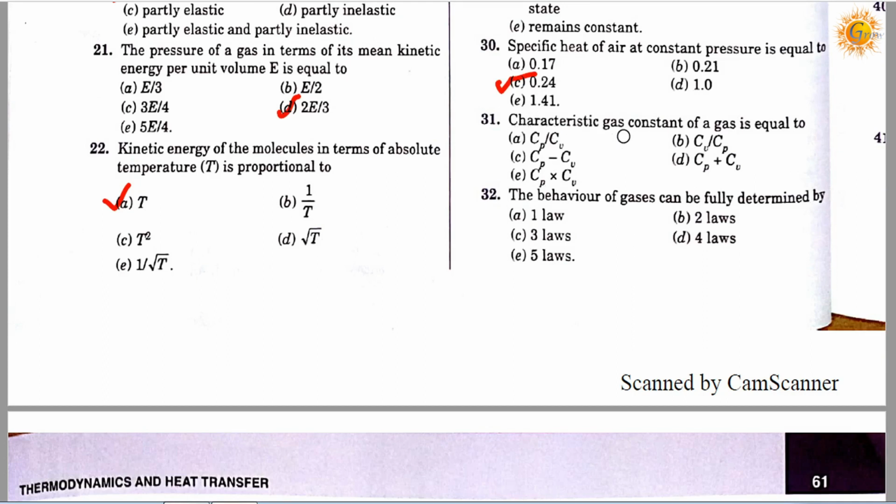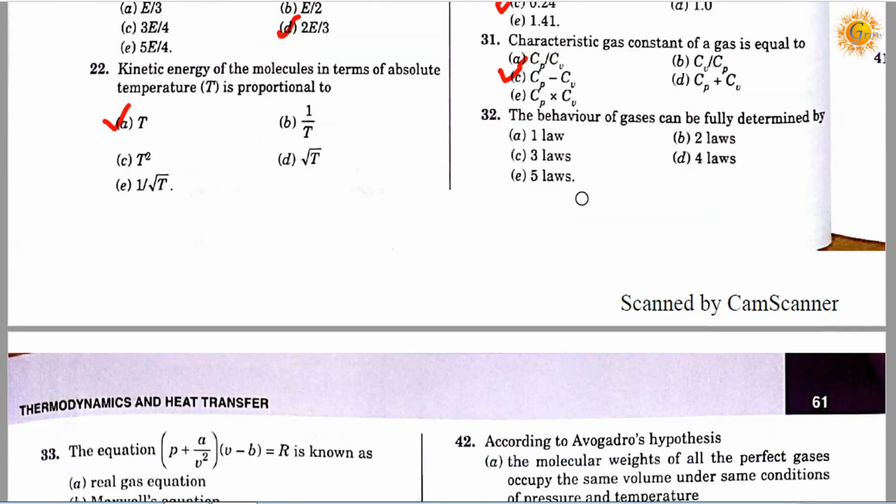Question number 31. Characteristic gas constant of a gas is equal to: option A, Cp upon Cv; option B, Cv upon Cp; option C, Cp minus Cv; option D, Cp plus Cv; option E, Cp into Cv. The correct answer is C. It will be Cp minus Cv.